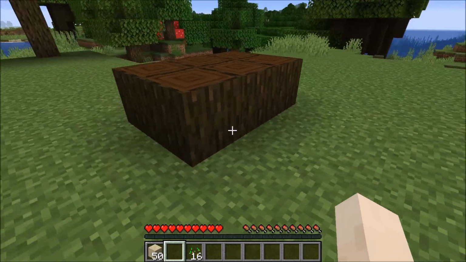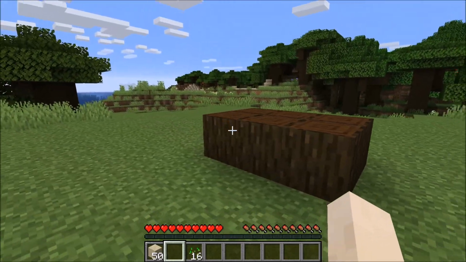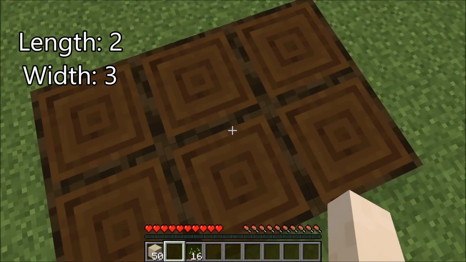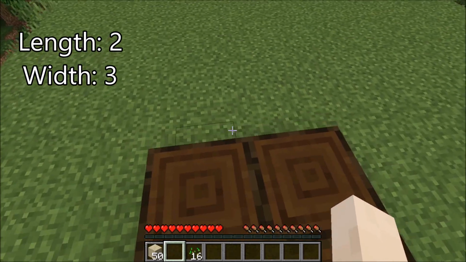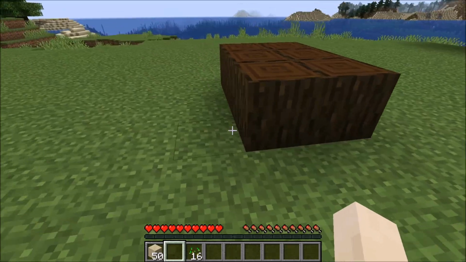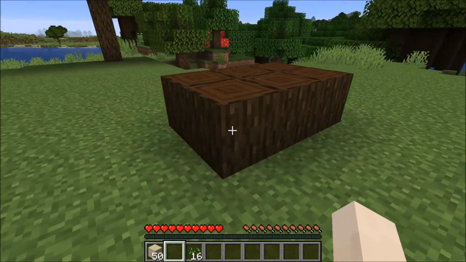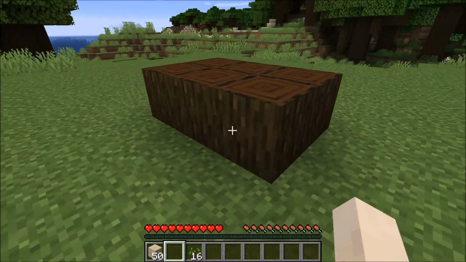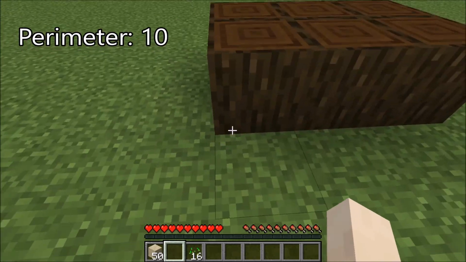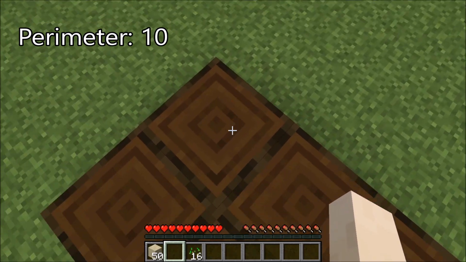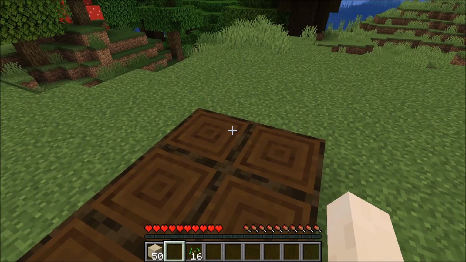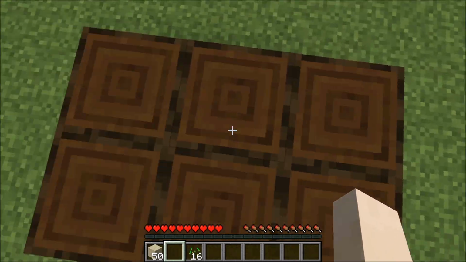So what I've done here is I've built, I guess it's really a rectangular prism, but we're going to think about the top of it as a rectangle. So I've built this out of wood, and if we measure the perimeter of this thing, we can see that we've got 1, 2, 3, 4, 5, 6, 7, 8, 9, 10. That's our perimeter, okay? If we look at the area though, what we find is that we've got 1, 2, 3, 4, 5, 6 square units in here.